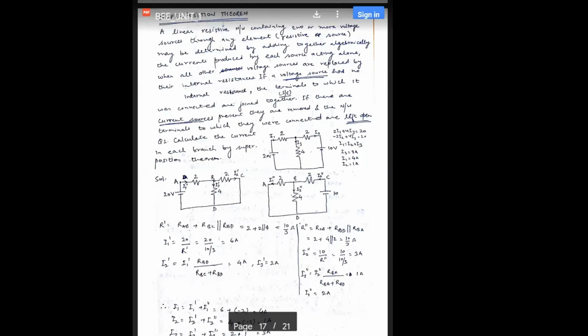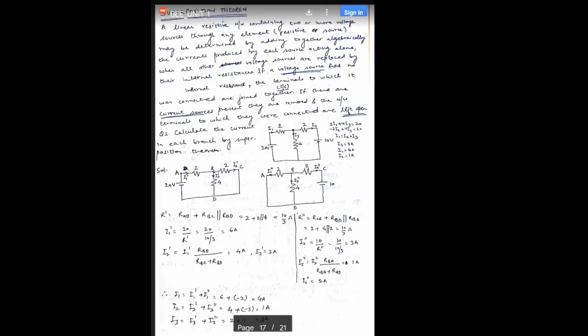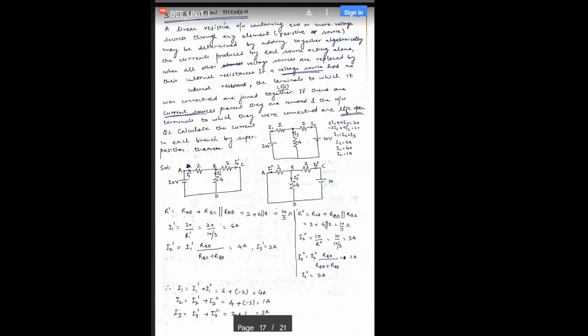The theorem is called the superposition theorem. So what we do in this superposition theorem, let's go through the definition first. A linear resistive network containing two or more voltage sources, the current through any element, resistive or source, may be determined by adding together algebraically the currents produced by each source acting alone.